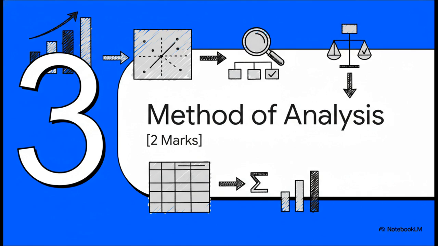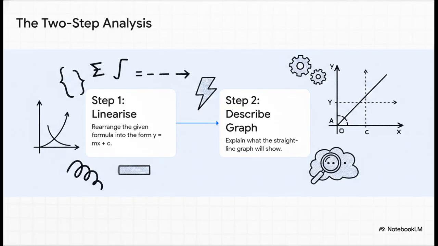Now what? Well, you've got to tell the examiner exactly how you'd process it to prove the relationship they gave you in the question. And honestly, it's a pretty straightforward 2-step dance. First, you're going to manipulate the equation they give you to turn it into the form of a straight line, y equals mx plus c. And second, you're going to describe exactly what that straight line graph would show you.